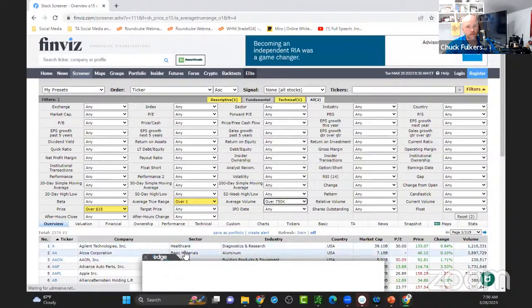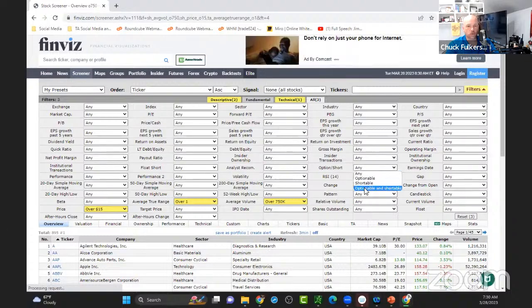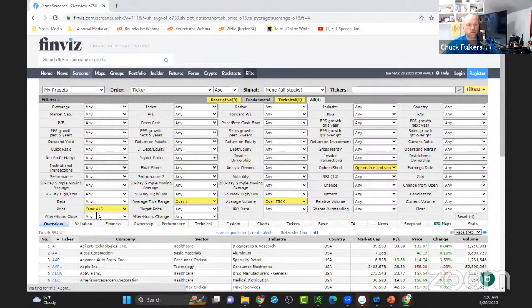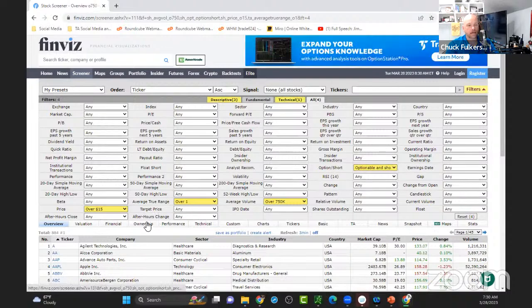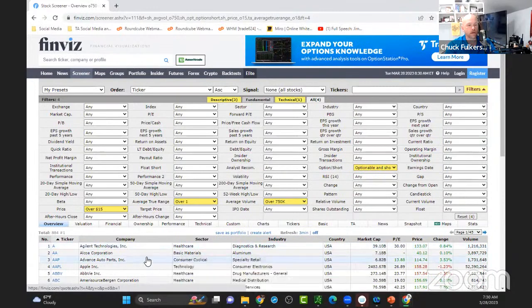I have to do 750 here, right? And I want stocks that are both optionable and shortable. I really like those criteria for scanning. And what it does is it essentially gives me my tradable universe when I do that.